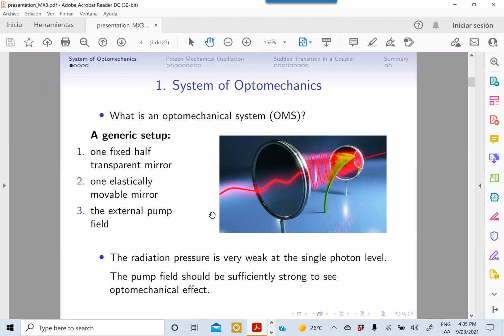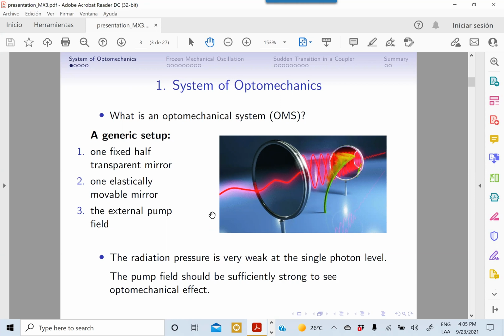The second element is a movable mirror. It's something like a mechanical oscillator. If this mirror deviates from its equilibrium position, a spring force will bring it back to the equilibrium, just like an oscillator, like a spring. It's very simple. Okay. The third element for an optomechanical system, which is very important, is an external pump.